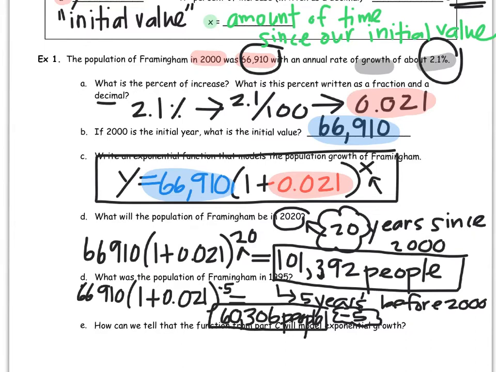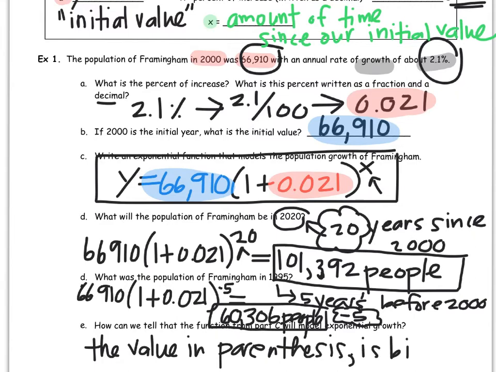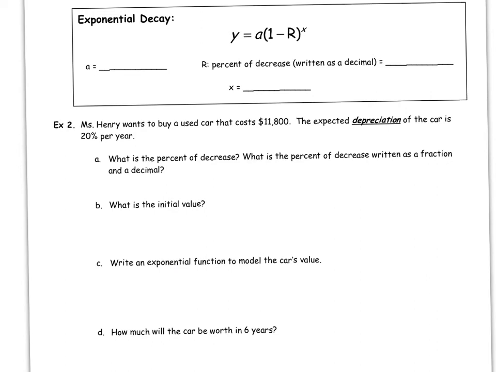All right, lastly, this question says, how can we tell that the function from part C will model exponential growth? And the key there is that the value in parentheses is bigger than 1. And we'll see why that makes a difference in our next problem. Alright, we turn the page, we're starting the next problem, and actually I'm not going to fill in this part. I think that you should in your notebooks, but A and R and X mean exactly the same thing as we described in our last page of notes, so you can copy those down.